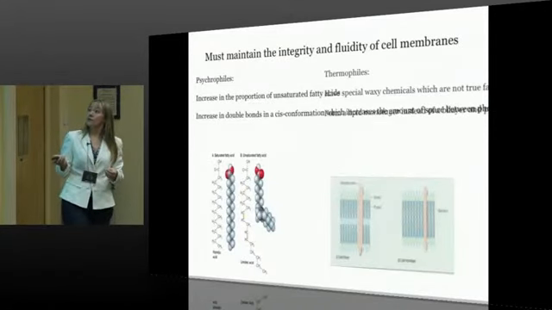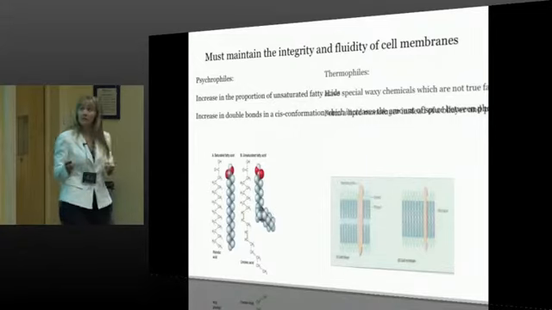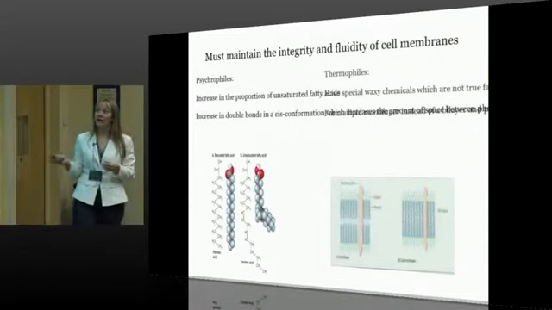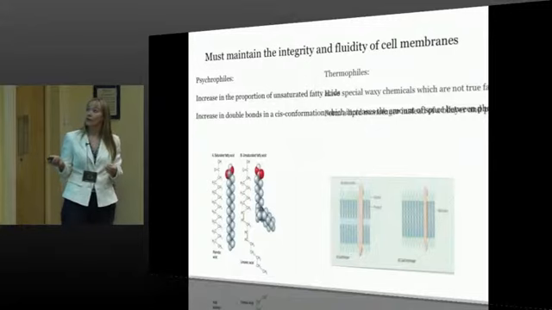So here you can see, and these slides are really bad. I don't know what happened there. The psychrophiles and the thermophiles.